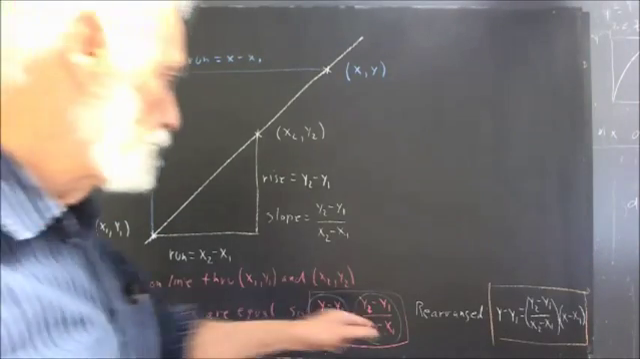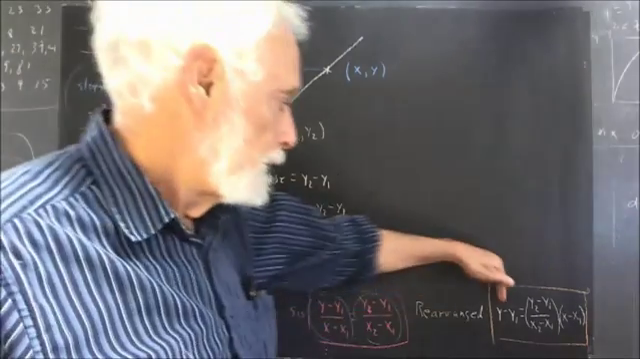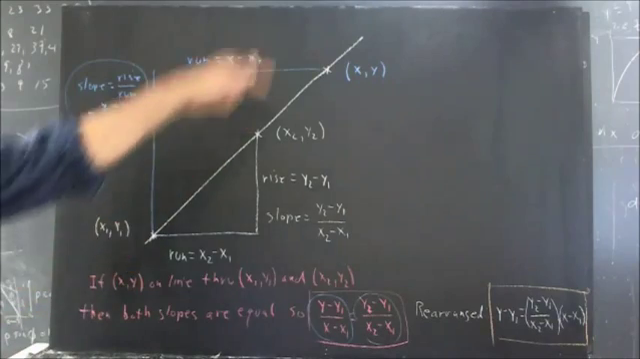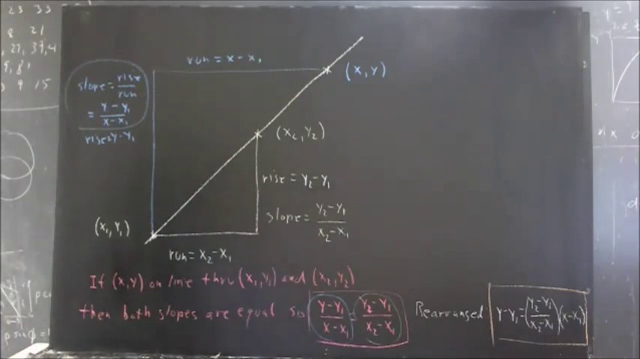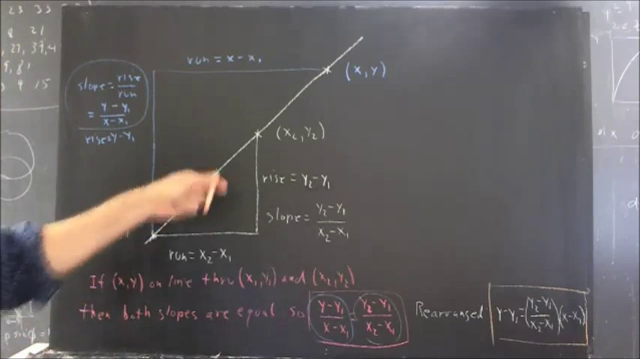If we rearrange this equation, you should stop and do this. We easily get this. Now, this is a picture you should be able to draw anytime you need to figure out the equation of a straight line through 2 points.